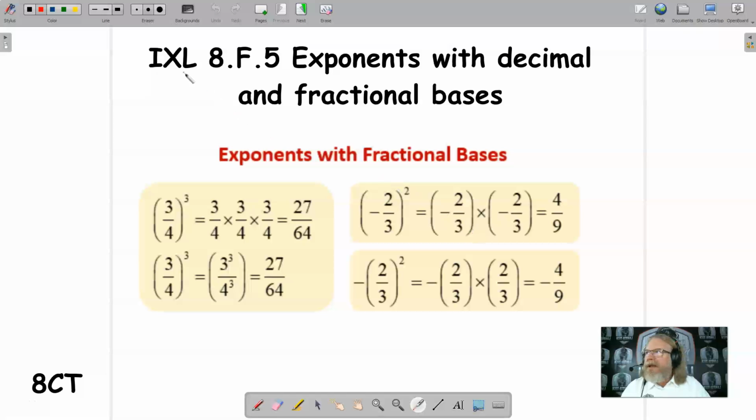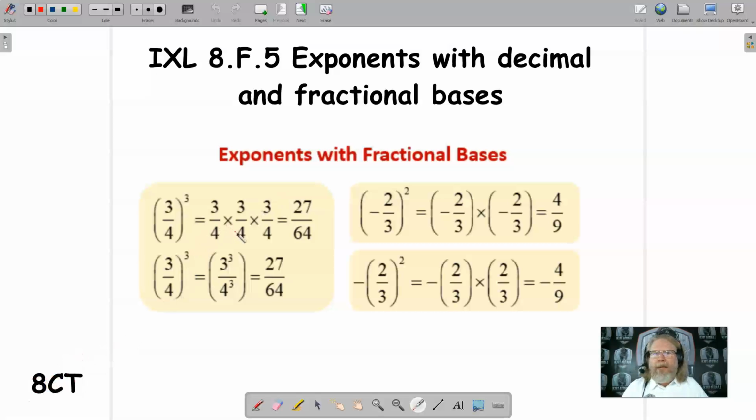Hello, this video is for IXL, activity 8.F.5. It is titled Exponents with Decimal and Fractional Bases, and the 3-character code for this activity is 8 Charlie Tango.